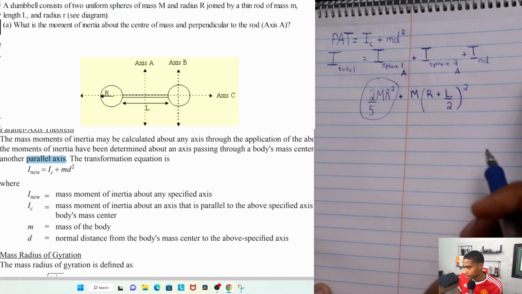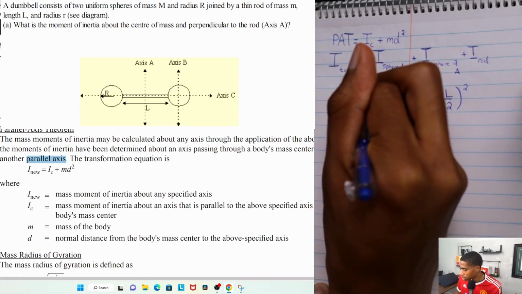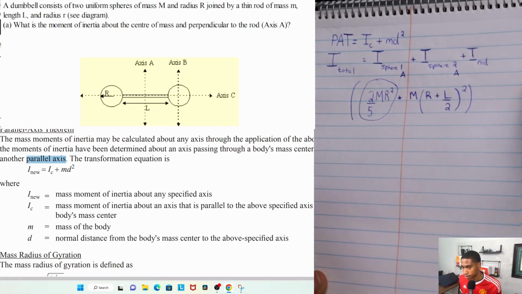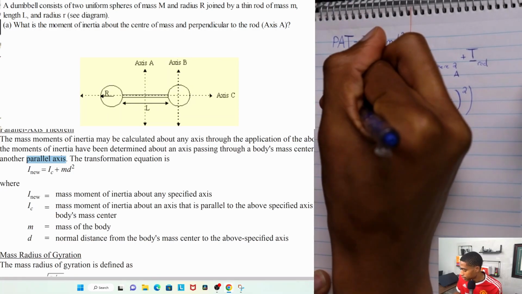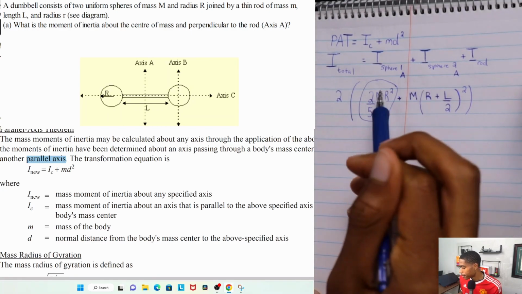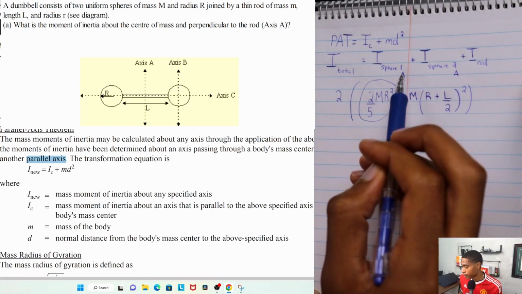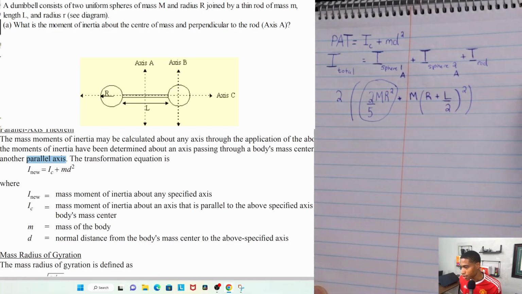Okay. To save some time on this, I know that my second sphere is uniform. So that means it's the same mass, same shape, and it's also the same distance from my axis A. So I can multiply the moment of inertia about my sphere 1 by 2 to get the moment of inertias of both spheres. So I got the inertia of one sphere, but I was just going to multiply it by 2 because it's the same for that second sphere on the right side.